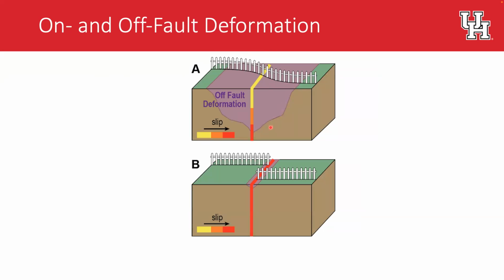So if we have slip that doesn't quite reach the surface, we have this kind of off-fault deformation, or this zone of accommodation. You can see the fence in my cartoon here takes on this curvature pattern. But if we look at an area where the slip made it all the way to the surface, then you have this straight break, and there's no curvature, there's just an offset. And in both of these cases, if we measured the offset of the fence, we would get the same number.